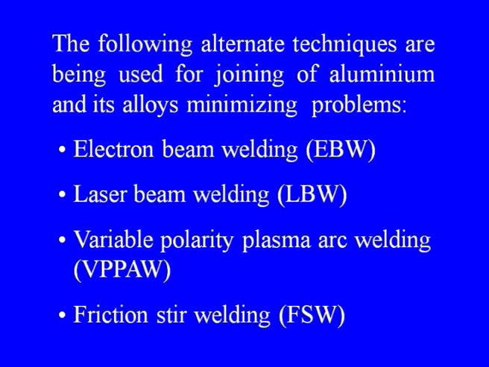One is electron beam welding, EBW. Another is laser beam welding, which we will be discussing shortly in another session. Then variable polarity plasma arc welding, VPPAW, and one process which is frequently being applied is friction stir welding. So, this is the schematic of a friction stir welding process.